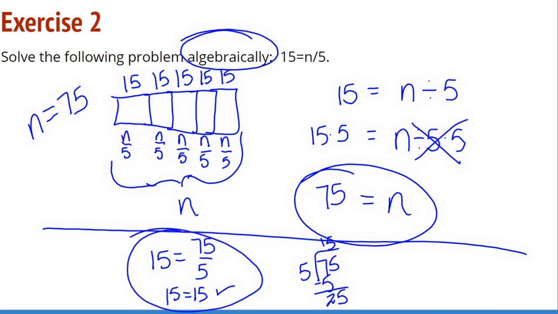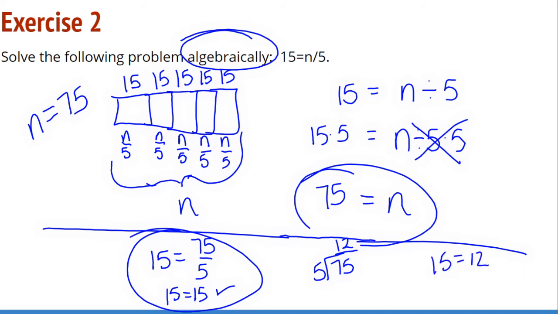Now, one of the things that I run into with students is they don't actually do their check. Your check with your substitution is really useful. You substitute back in to see and make sure that you're doing the right things. If I were to do 75 divided by 5 and get 12, I should look and say something's not right here. 15 does not equal 12.